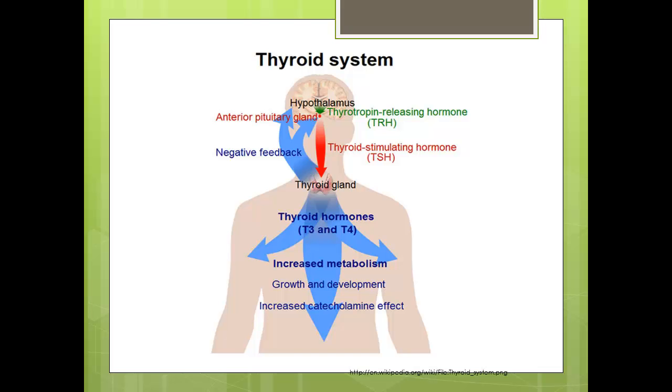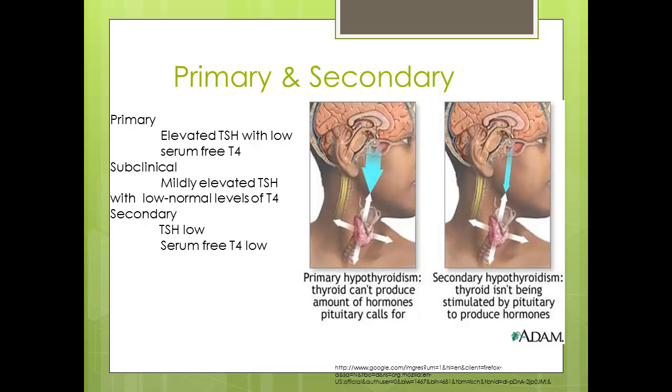Hypothyroidism can be caused by a problem with the thyroid itself, or by malfunction of the pituitary gland or hypothalamus. In primary hypothyroidism, the thyroid can't produce the amount of hormones that the pituitary is asking it to. So in these patients, you will see elevated levels of TSH and low levels of serum-free T4 since the problem is with the thyroid gland and it is not responding to the pituitary stimulation.